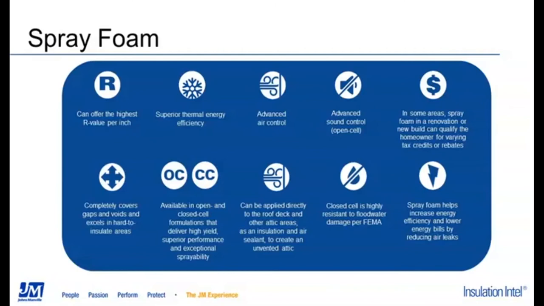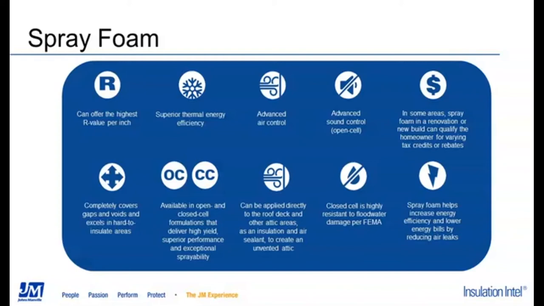When we take a look at spray foam, closed cell has one of the highest R values per inch of any insulation in the marketplace. It's 7 per inch. It provides superior thermal energy efficiency, especially in colder climates, where temperatures go from minus 30 degrees Fahrenheit to 80 degrees Fahrenheit within a year. It has advanced air control, and this is both open and closed cell. And the open cell has advanced sound control properties because it's like fiberglass, it absorbs sound. And closed cell is also highly resistant to floodwaters and damage per FEMA.